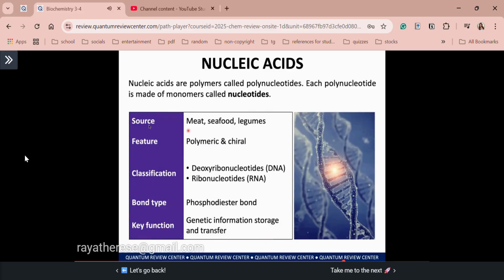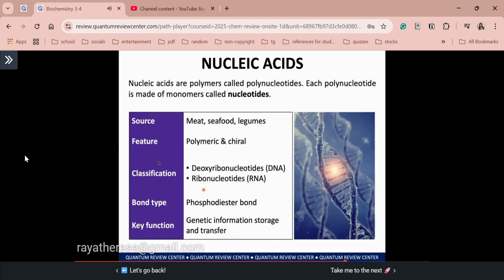Our main sources are meat, seafood, and legumes. Class, I will emphasize the features. Similar with carbs and proteins, they are polymeric and chiral. And as I have discussed, we also have classifications based on the structure. For nucleic acids, we have two. The deoxyribonucleotide is the monomer of DNA, and ribonucleotide for RNA.